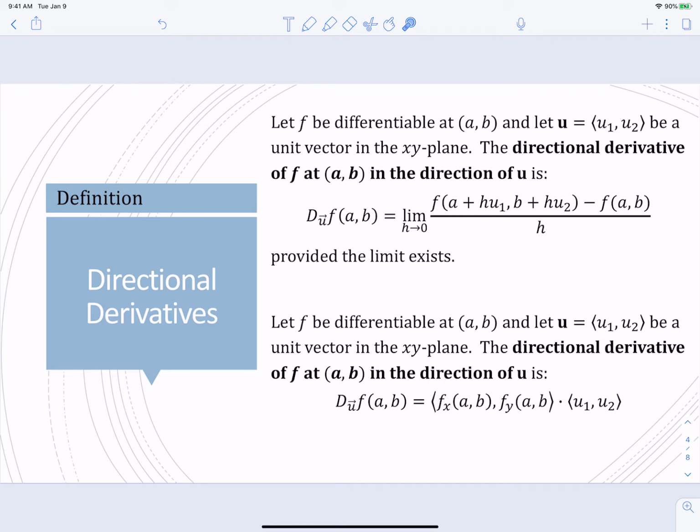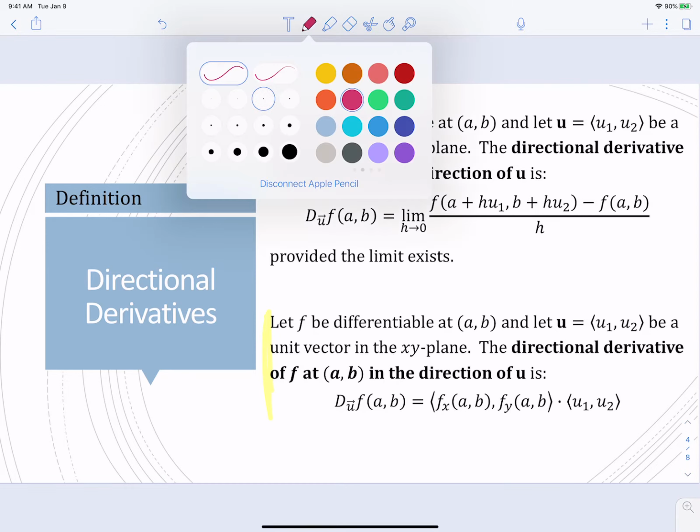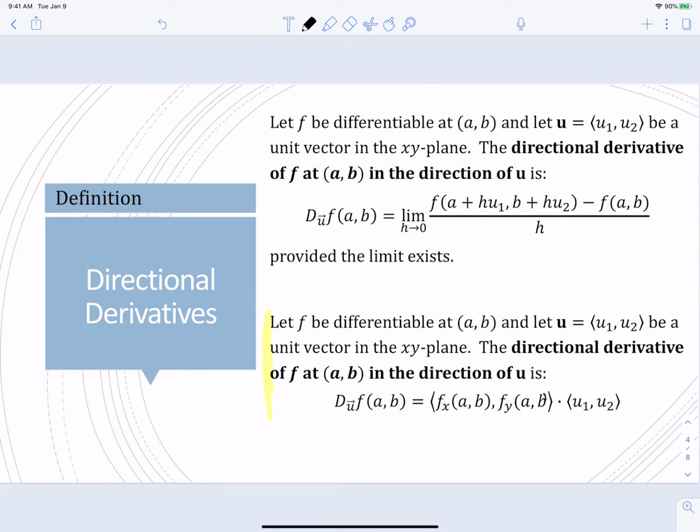So we'll go straight here to this second part, which is our really most important part, because this is how we're actually going to calculate those directional derivatives. So let f be differentiable at our point (a, b), and let u be our unit vector. It's got its two components, and it's in two dimensions. And again, that's what we want it to be because it's just sitting in the xy plane. And the directional derivative of f at (a, b) in the direction of u is the dot product of a vector made out of our partial derivatives at that point.